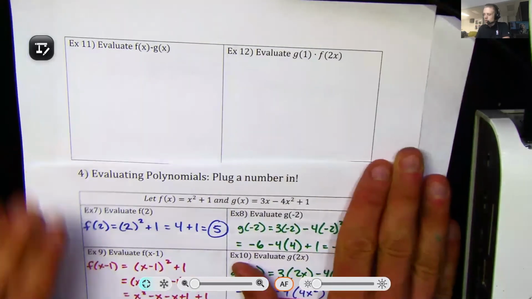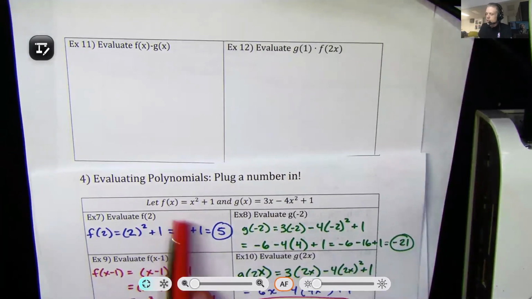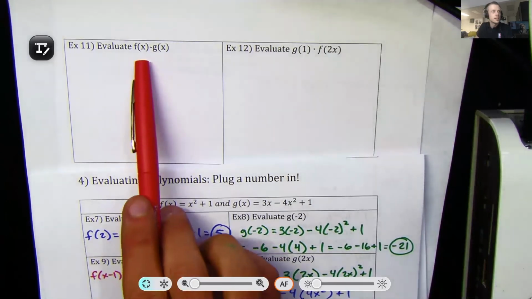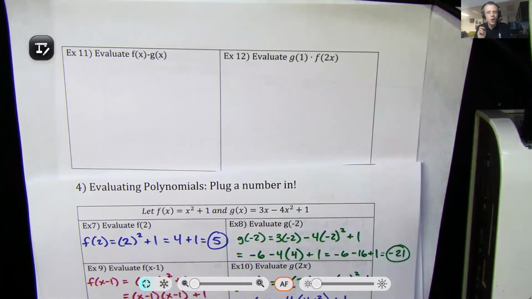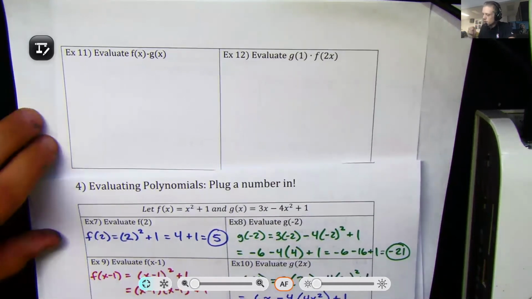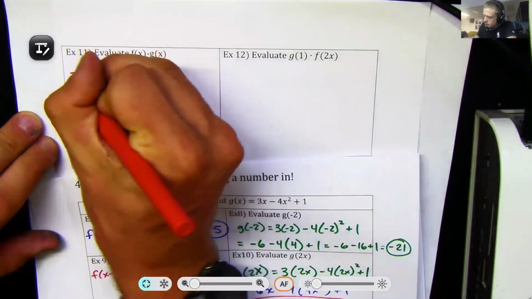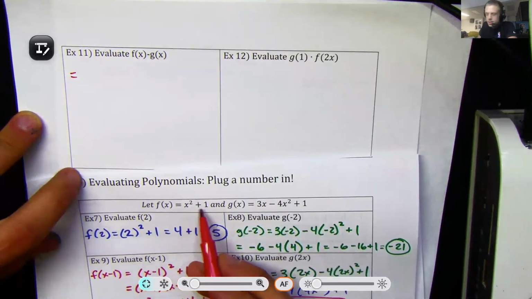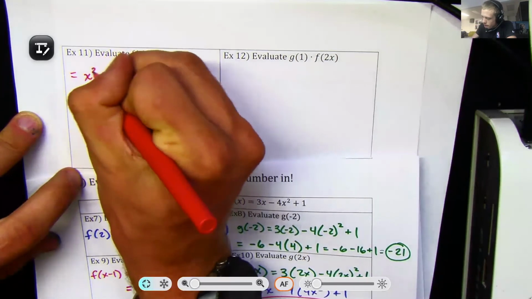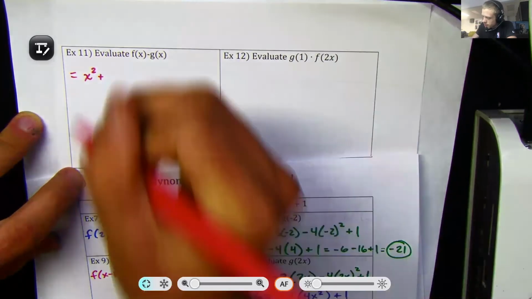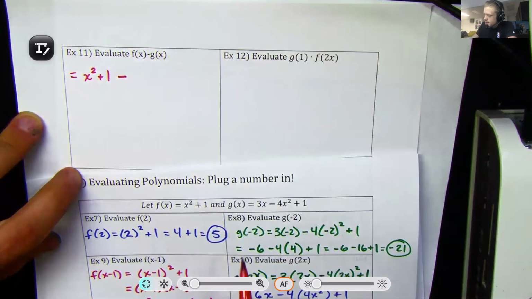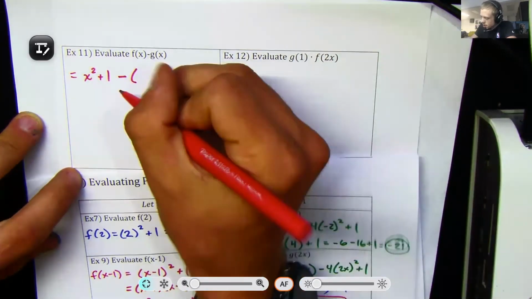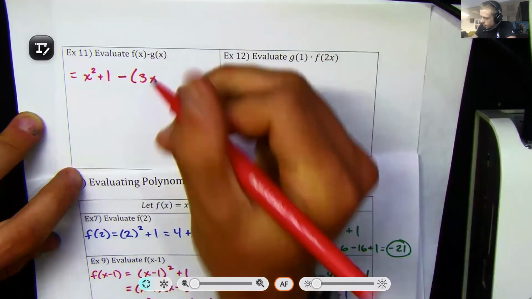So on example 11, still using f of x and g of x, and the first one I'm doing is subtracting. Okay, so f of x minus g of x. Well, when I do that, we know how to subtract polynomials, and this is just polynomial math. So let's go ahead and set it up. This is going to be equal to my f of x, which is x squared plus 1. And now I'm going to subtract g of x, and I always like to put it in parentheses because I'm going to have to distribute that negative.